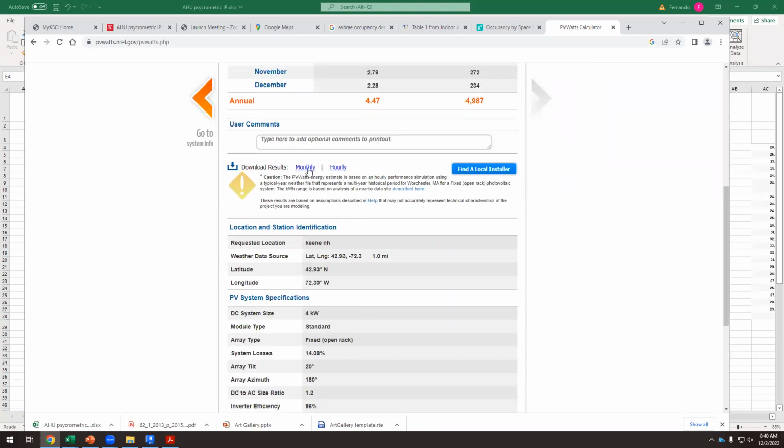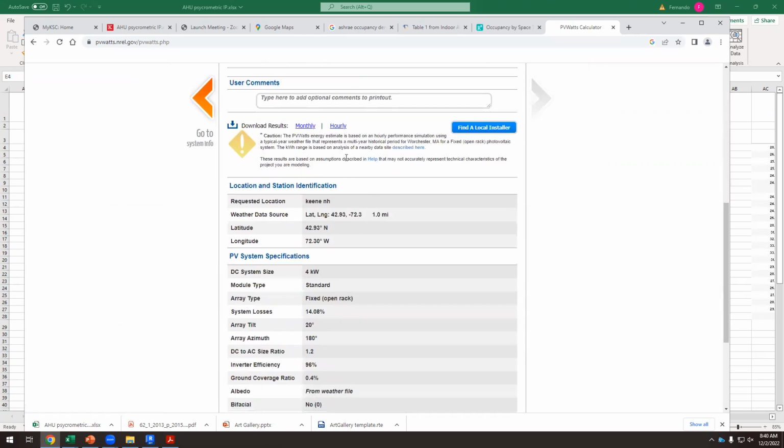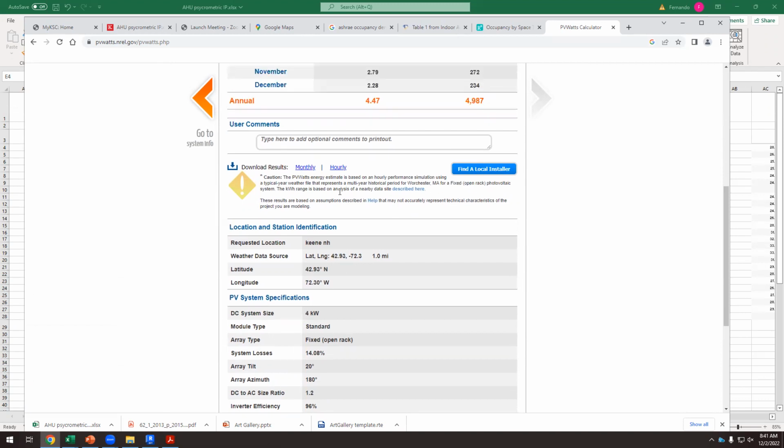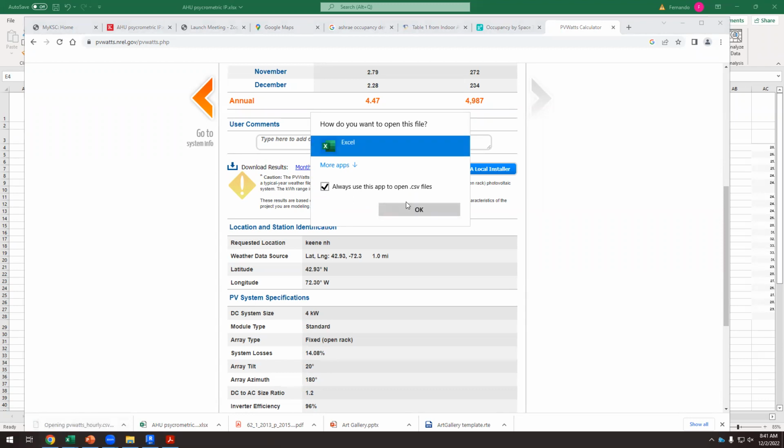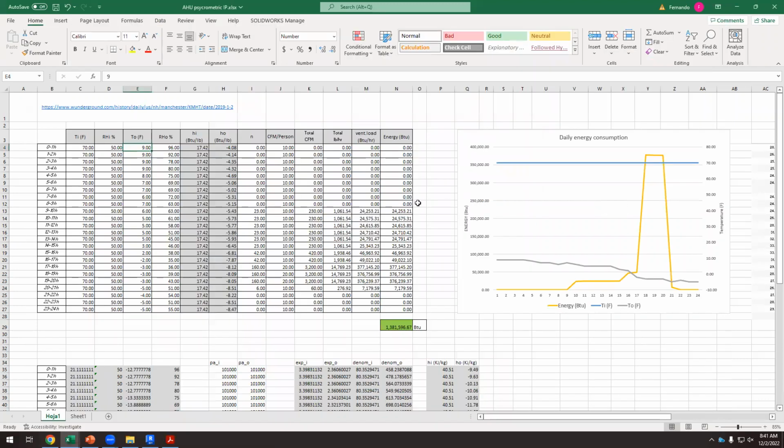And here we have the monthly and the hourly data. So that's very interesting. And I found out this semester that we can download this from the PV Watts. So we are in Keene, New Hampshire, the longitude, latitude. Okay, so we have all the information here. If you download this, you have a CSV, which is basically another Excel file.